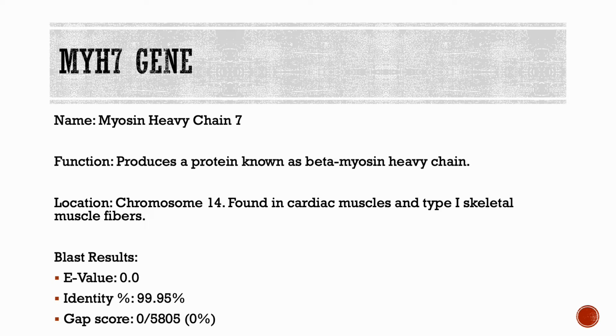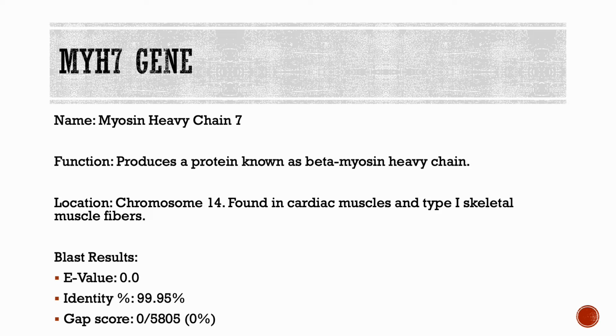Also, it is found in cardiac muscles and type 1 skeletal muscle fibers. These fibers are known as slow twitch, and they are slow twitch because they are twitching at a slower rate than the type 2 skeletal muscle fibers, which go at a pretty fast rate. These type 1 skeletal muscle fibers rely on aerobic respiration.